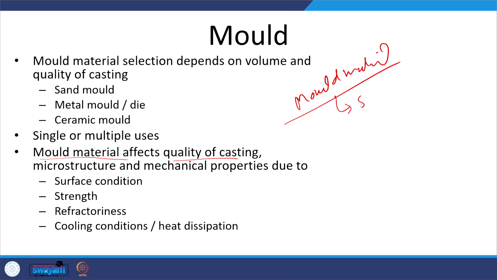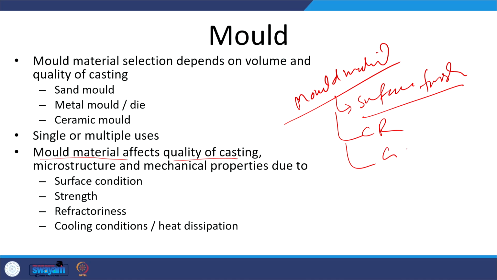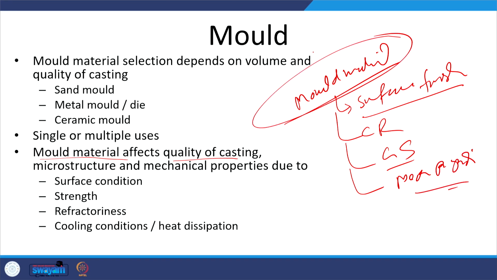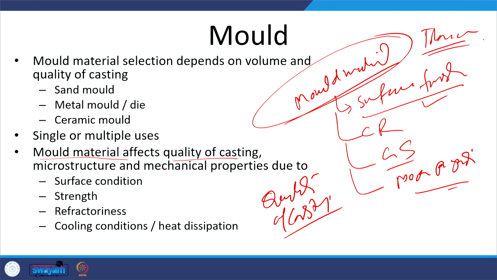Why? Because the kind of surface finish that is realized and the kind of cooling rate that is offered heavily depend on the type of mold material, and the cooling rate affects the grain structure, which in turn affects the mechanical properties. So, the mold material significantly affects the quality of casting, because it affects the surface finish and the tolerance that is realized, and a high cooling rate offers a finer grain structure and better mechanical properties.